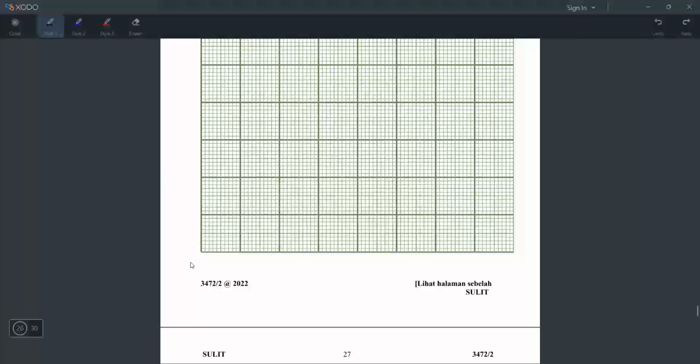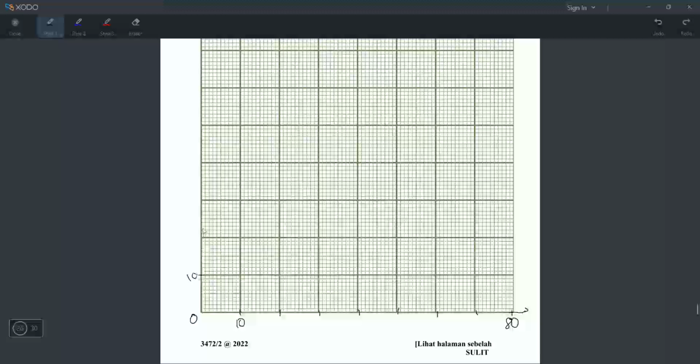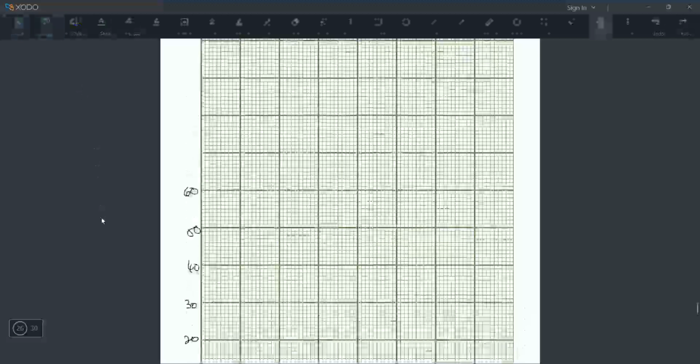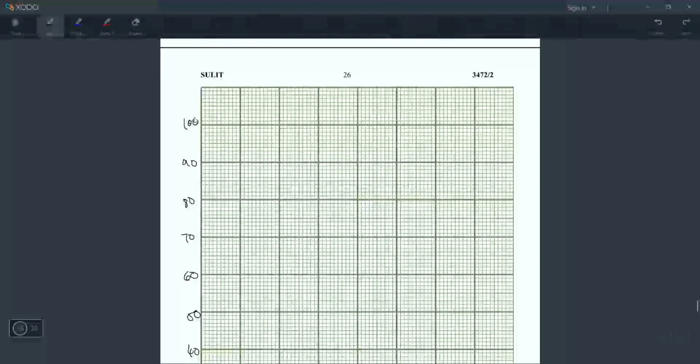Okay lah, but let's do it here lah. So it'll be 1, 2, 3, 4, 5, 6, 7, 8. Then enough already. So this will be 10 until 80. And then yang sini saya kata guna berapa? 10 kotak. Okay. So it'll be 10, 20, 30, 40, 50, 60, 70, 80, 90, 100. Okay. And then this will be your y.